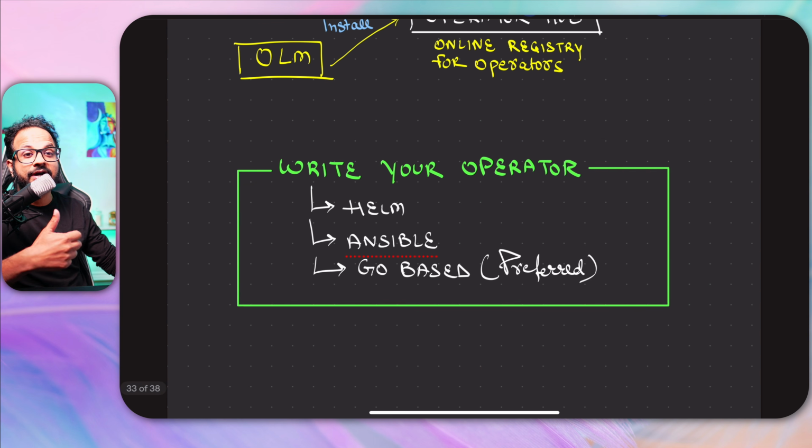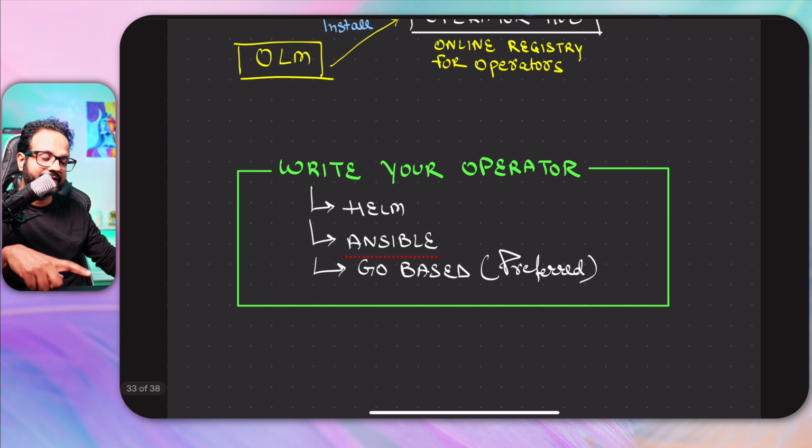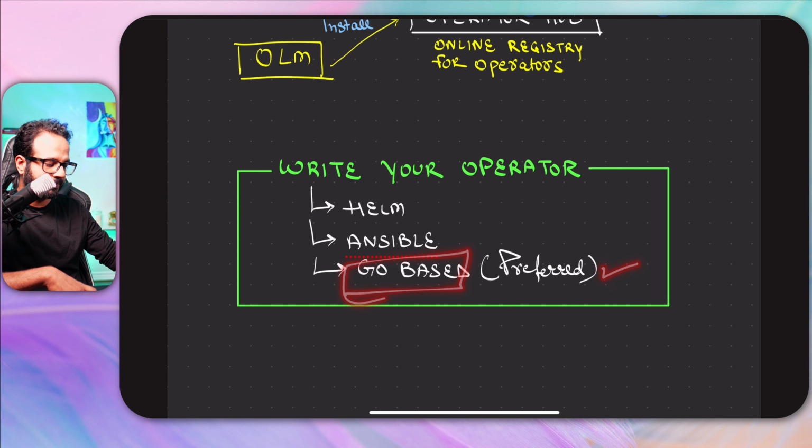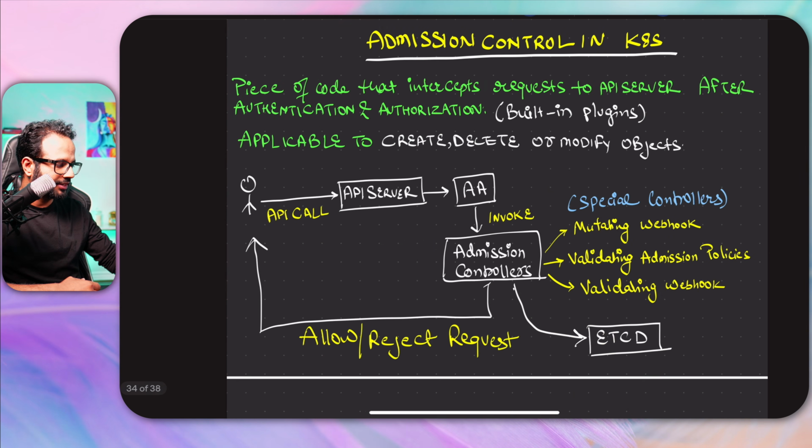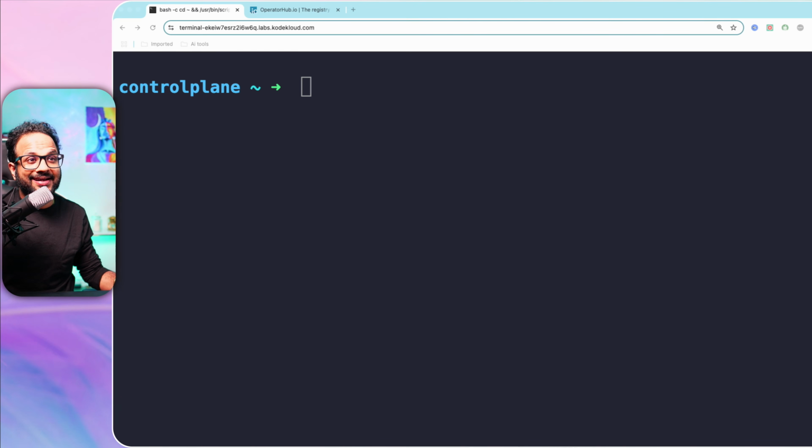Now you can also write your own operators. You can install a publicly available operator, but you can also install your own operator, and you can use that. You can use Helm, you can use Ansible, or you can use a Go based operator written in Golang. Golang or Go based operator is the preferred way of writing your own operators, but you can choose any of these. All right, let's do the cert-manager operator installation.